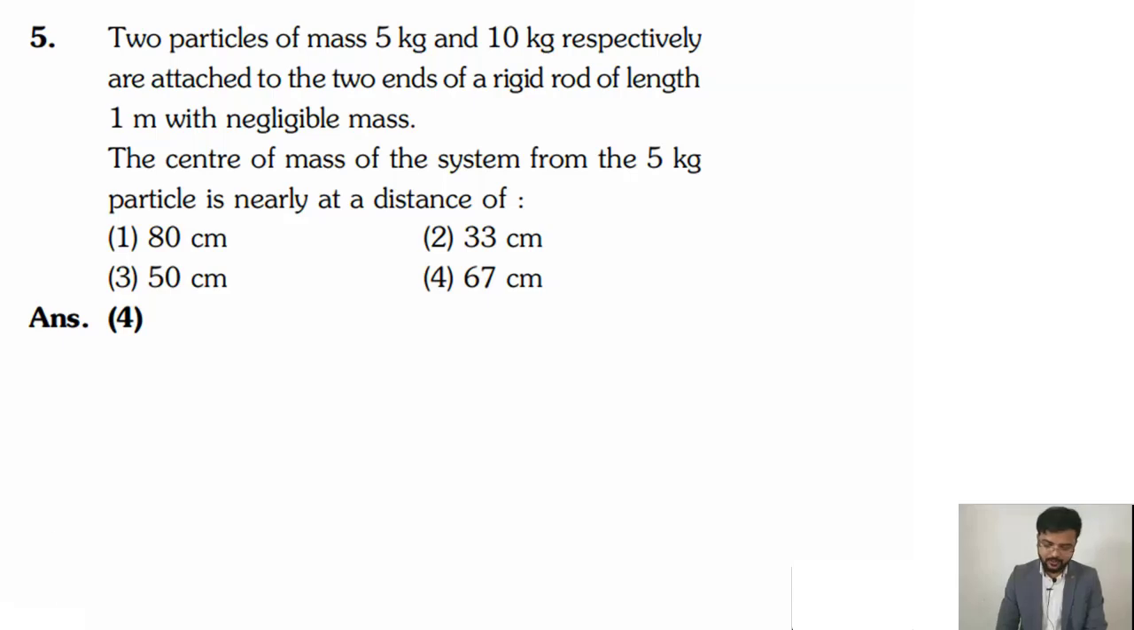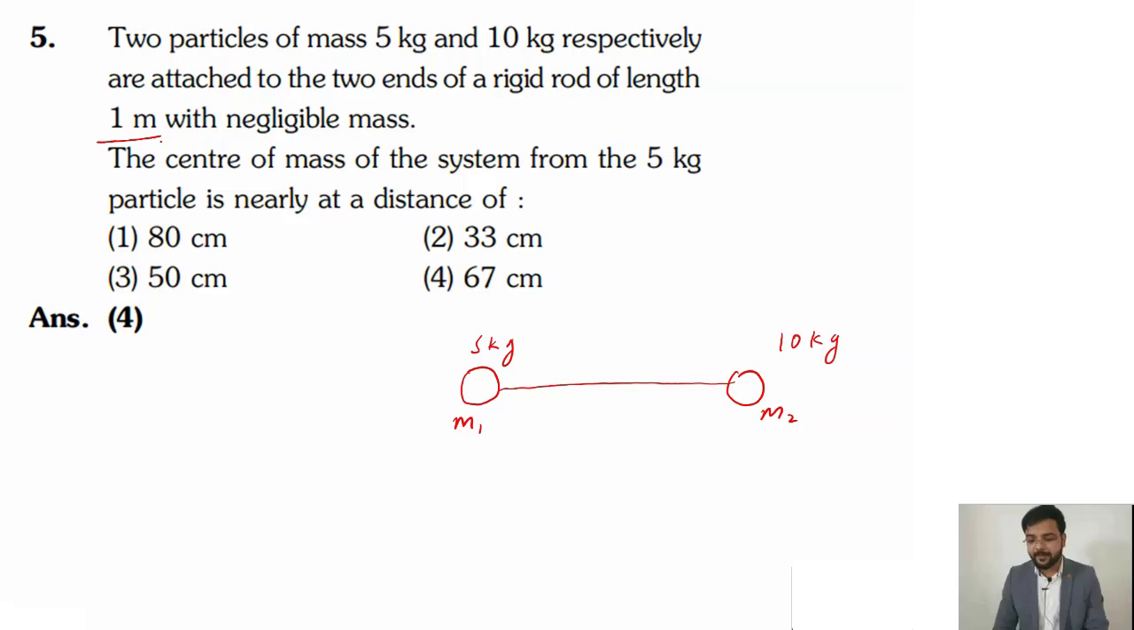Okay, so here in this question what is happening? We have two particles. One particle's mass is what? 5 kg. Correct. And the second particle's mass is what? 10 kg. Let's suppose this is m1, this is m2. Correct. And the distance between these two particles is given as 1 meter. And he is asking the center of mass of the system from the 5 kg particle is nearly at a distance of. Okay, so let's suppose the center of mass will come over here.